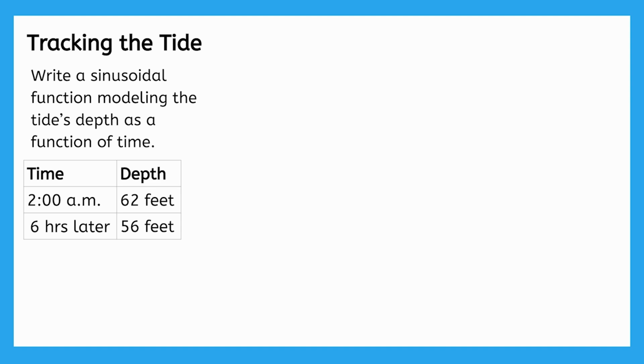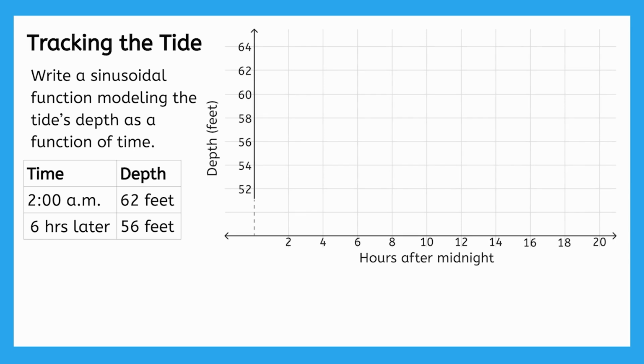The information we are given will help us with 2 keys, the minimum and maximum. We are also given that the 2 quantities being measured are time and depth. So let's start a graph where the x-axis measures the number of hours after midnight and the y-axis measures the water's depth in feet.